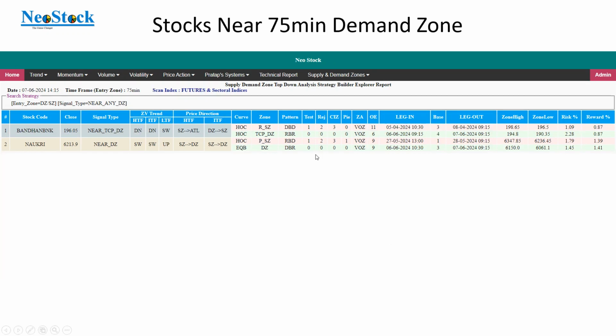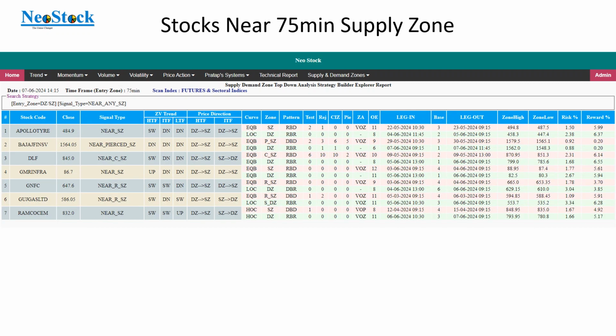When it comes to 75 minutes demand zones, we have one high liquidity demand zone identified, that is Bandhan Bank. And next we have 75 minutes high liquidity supply zones. Here we have DLF, but this is already pierced, so we don't focus on this. And we have GNFC, and then Gujarat Gas. We have two high liquidity 75 minute supply zones.